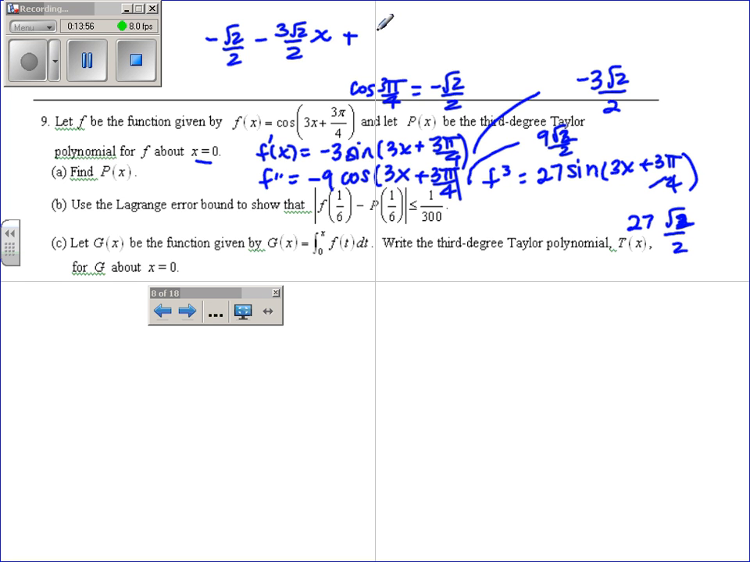plus 9 square root of 2 over 2 times x squared over 2 factorial plus 27 square roots of 2 over 2 times x cubed over 3 factorial.